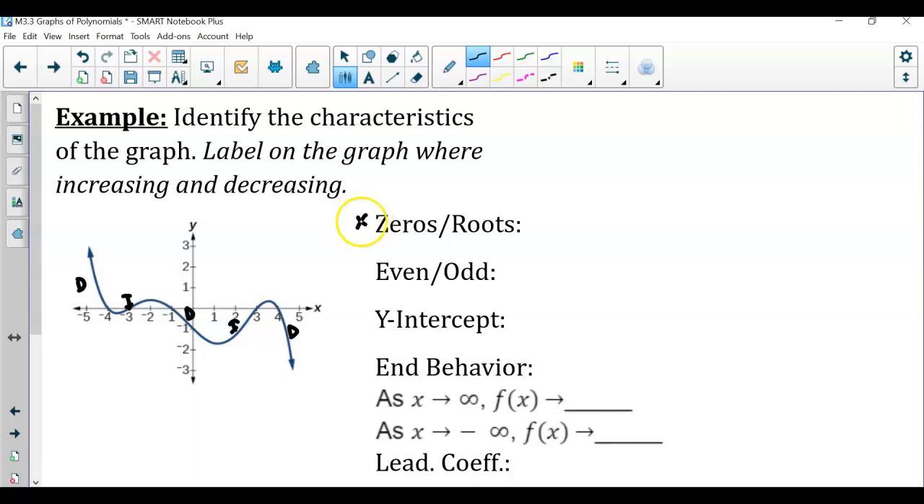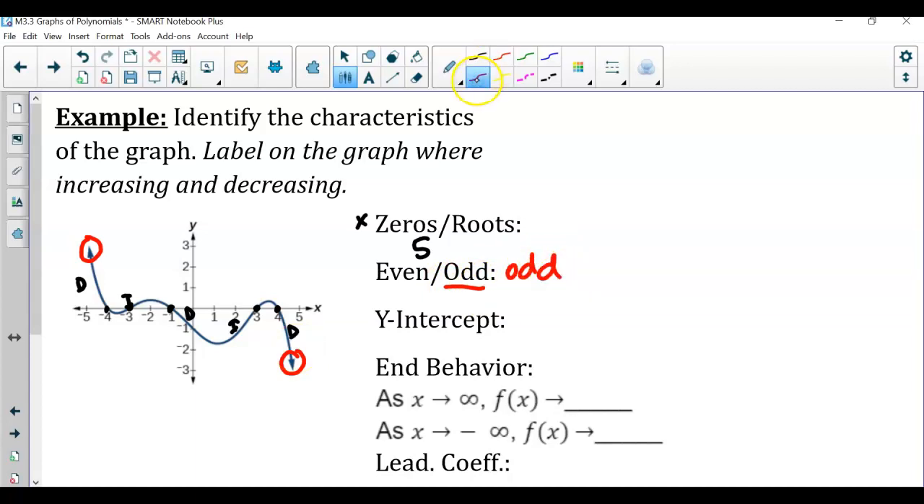How many zeros or how many times is our graph crossing the x-axis? 1, 2, 3, 4, 5. So we have 5 zeros. Now, we could also identify, because these are whole number values, so we're here crossing at -4, -3, -1, 3, and 4. Then is this even or odd? So let's see if you remember. Well, I have one end going towards positive infinity, one end going towards negative infinity. So that makes this odd when you have a 1 and 1.